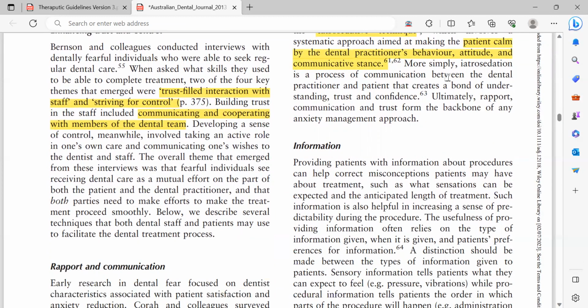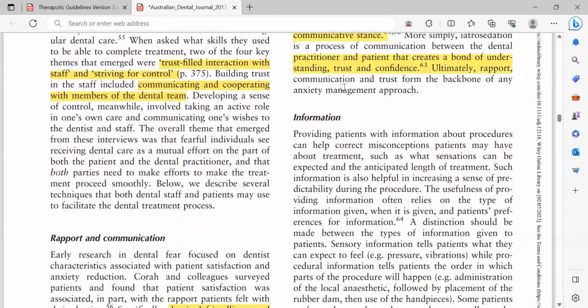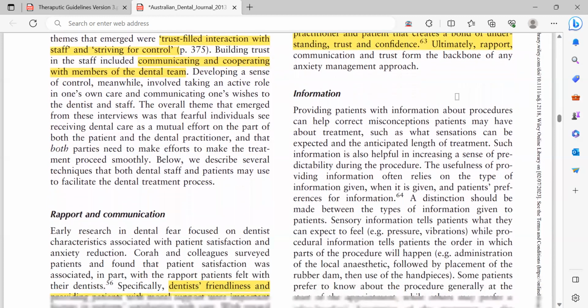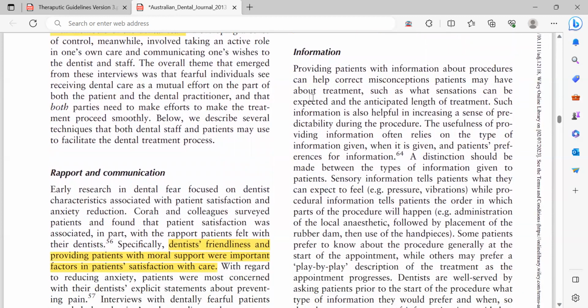sedation is a process of communication between the dental practitioner and the patient that creates a bond of understanding, trust, and confidence. Ultimately, rapport, communication, and trust form the backbone of any anxiety management approach. So it is very important that you create a rapport with your patient, with your communication, so that will help you in building trust and confidence and support. Then information.